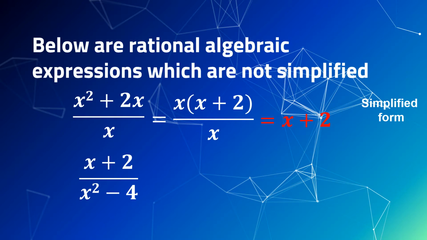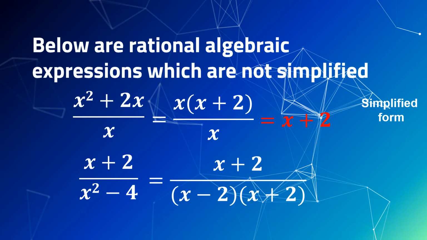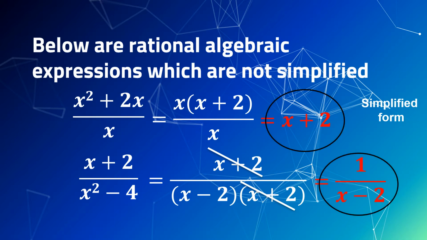Then the second example, we have x plus 2 over x squared minus 4. This one is not in lowest terms or not simplified because if we factor, we have x plus 2 over x minus 2 times x plus 2. So x plus 2 in the numerator and x plus 2 in the denominator are common factors. So these are not simplified. So these two are the simplified forms.